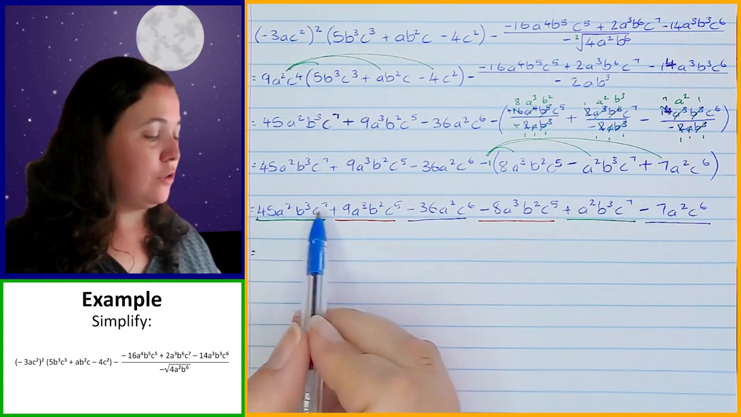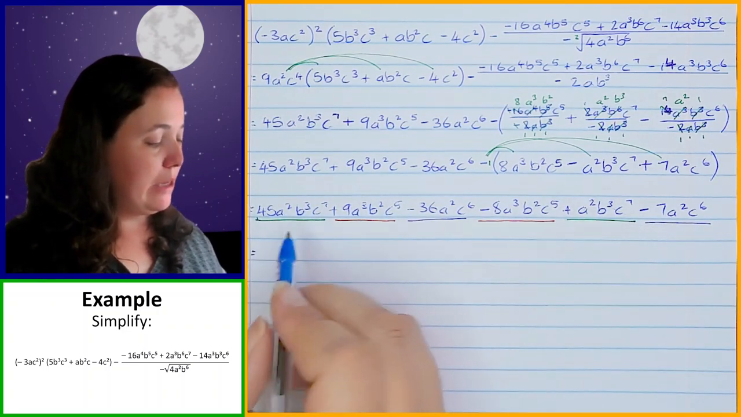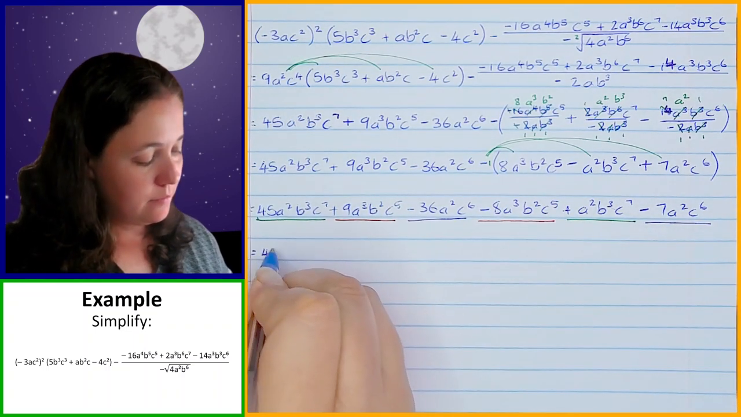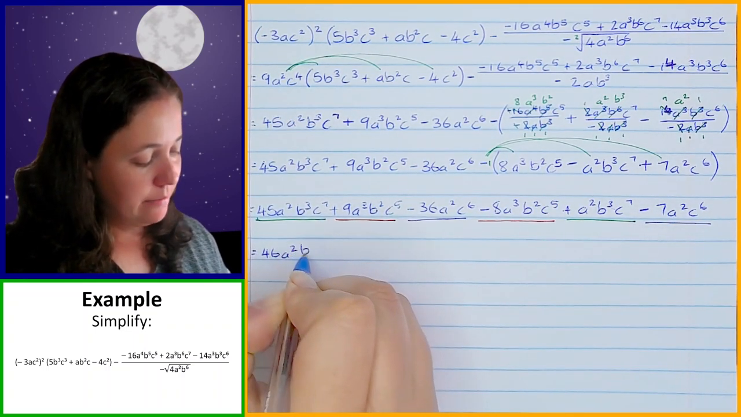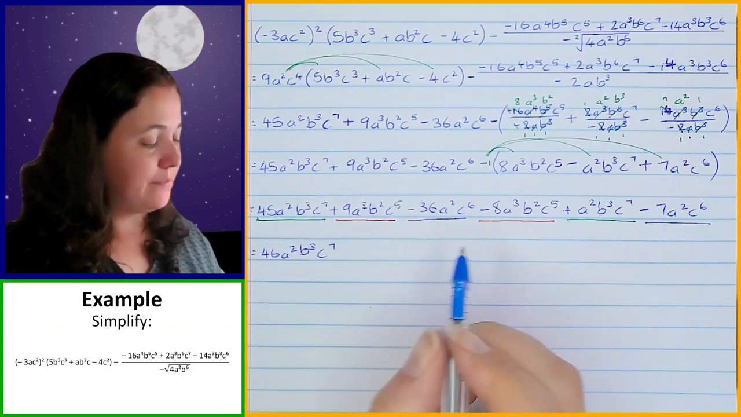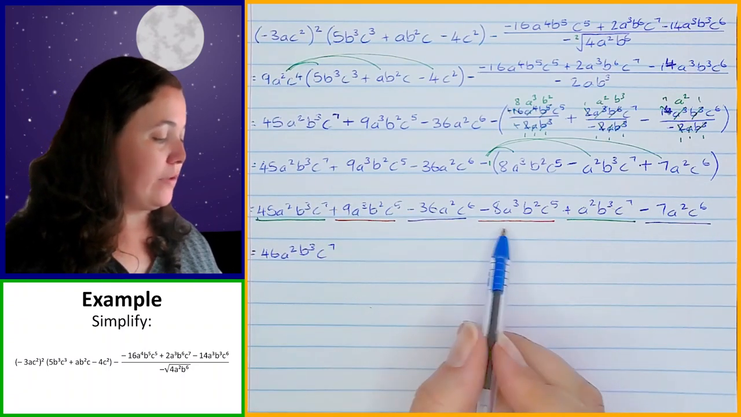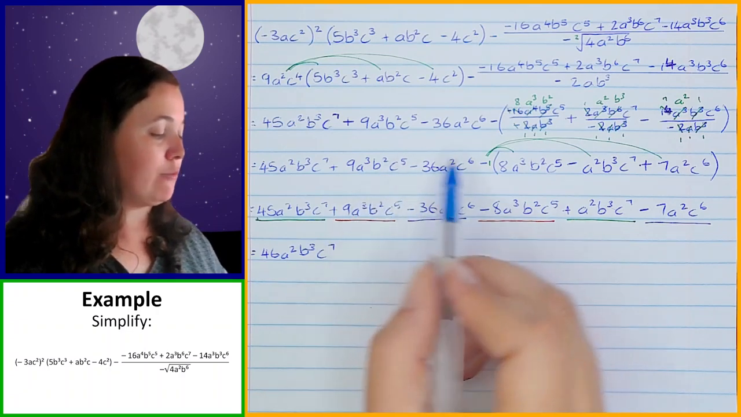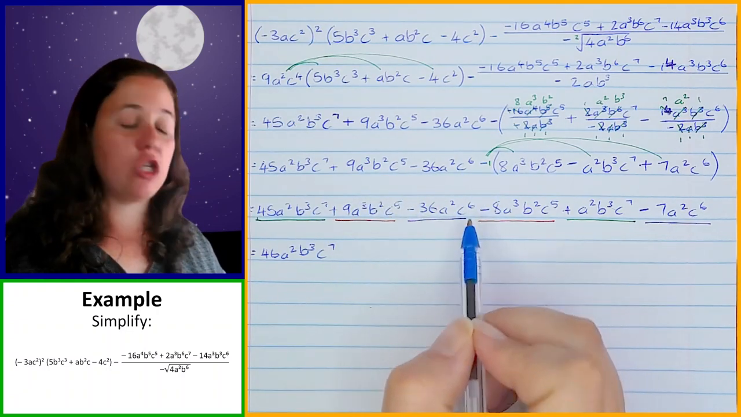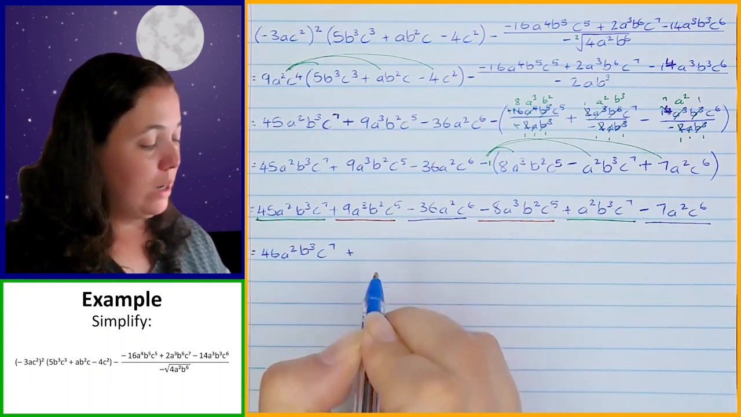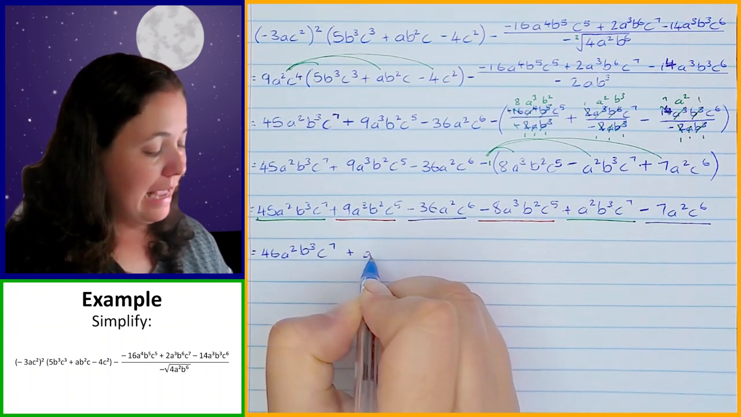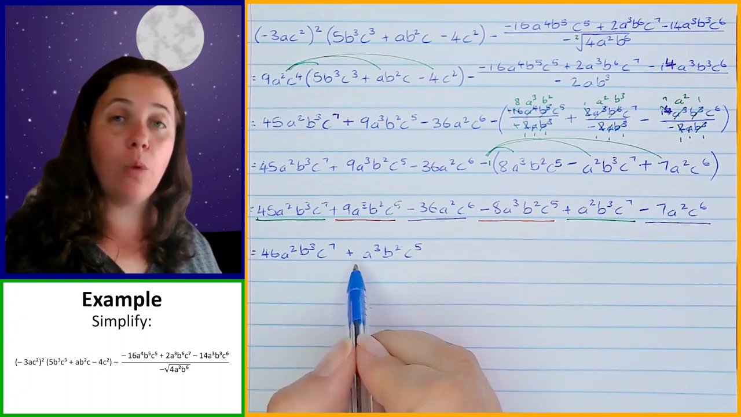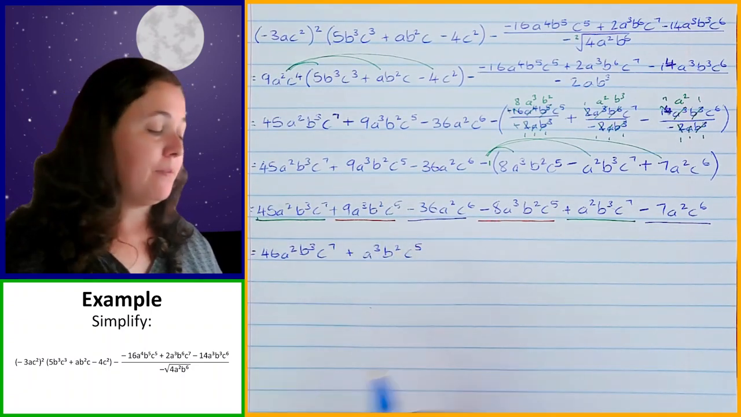So first I'm going to do these ones over here, and that gives me 45 plus 1 is 46 a squared b cubed c to the power of 7. Then I'm going to do these ones over here. That's a cubed b squared c to the power of 5. I've got 9 and I'm subtracting 8. That leaves me with just 1. So that's going to be plus 1, or just plus a cubed b squared c to the power of 5. Remember, we don't write the 1 if we have got variables that follow it.